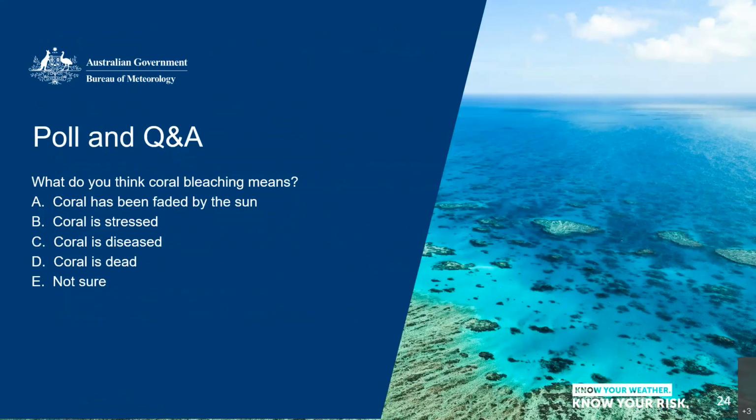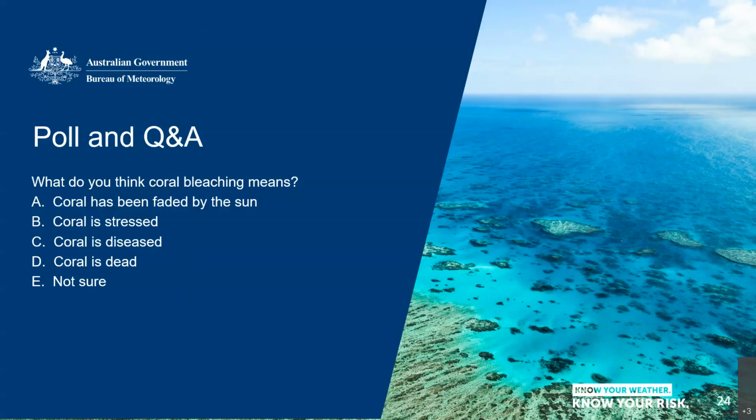Thanks, guys. I'm getting a really good idea about what is happening out there. But before we move on to part 2, I think it might be a good time to do our second poll and take some questions. If you've got something you'd like to ask, type it in now. But we'd like to know, what do you think coral bleaching means? Does it mean A, the coral has been faded by the sun, B, the coral is stressed, C, the coral is diseased, D, the coral is dead, or E, not sure? So it's your chance. On the side, you should have had that poll pop up by now. And while those answers trickle in, we've got some more questions.